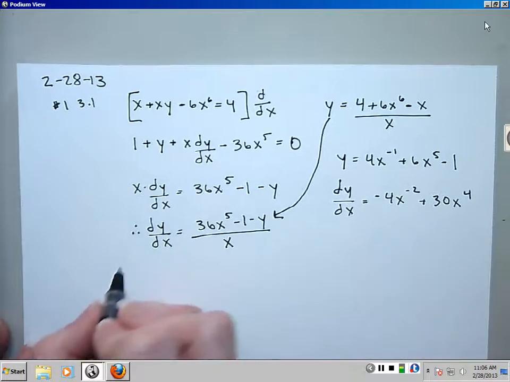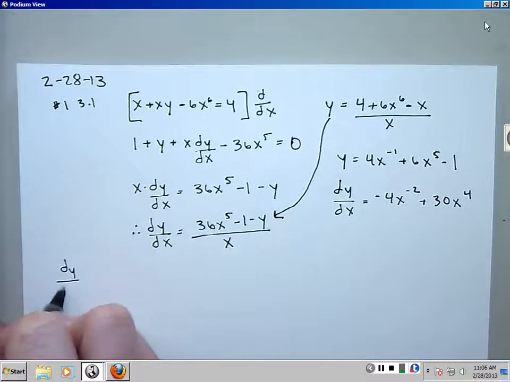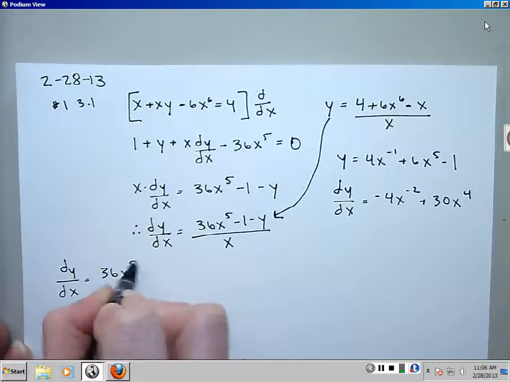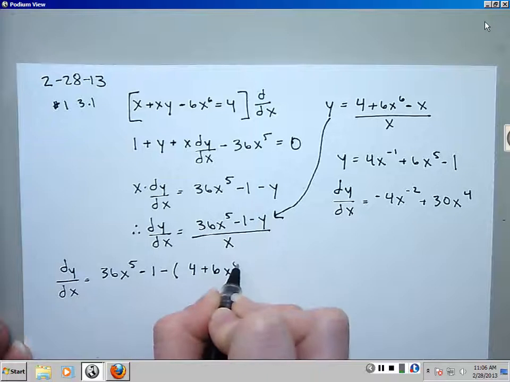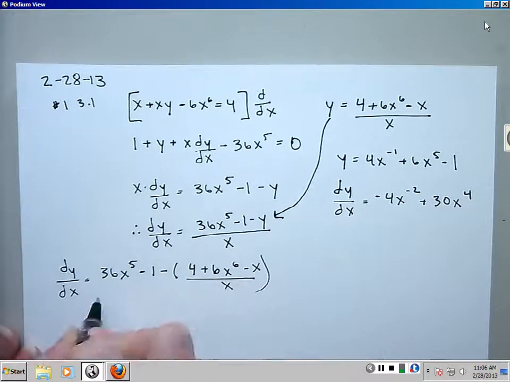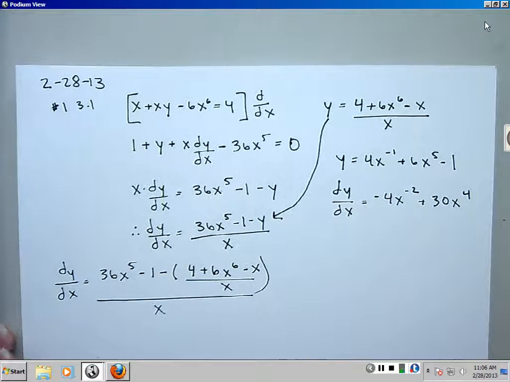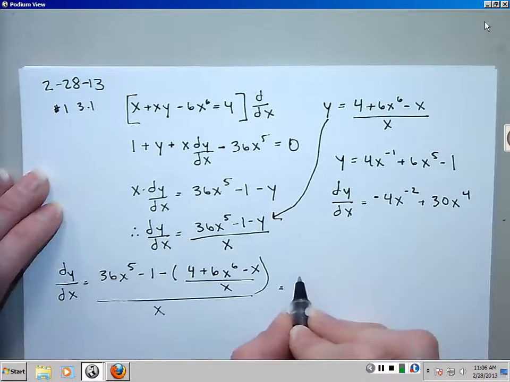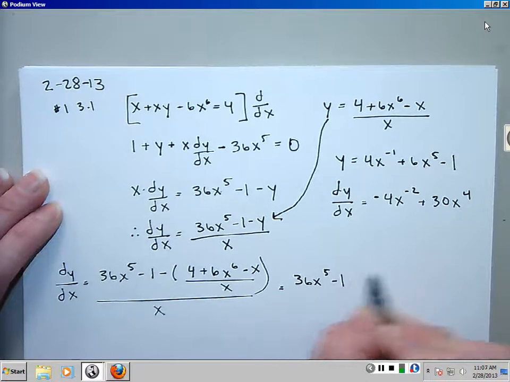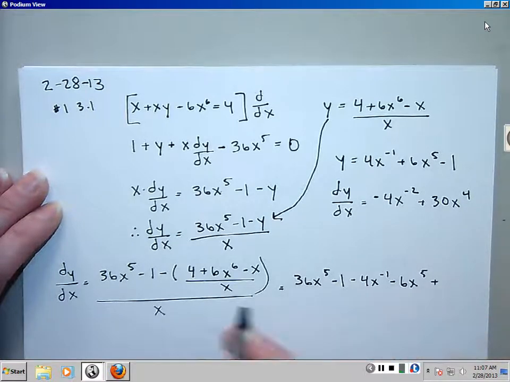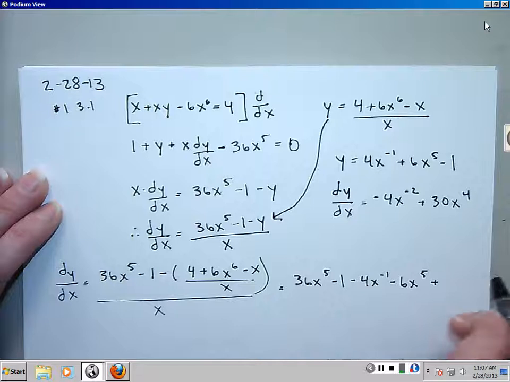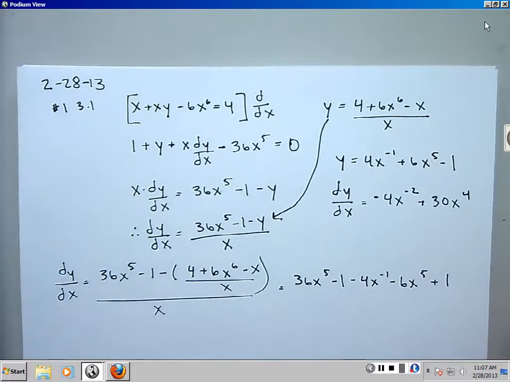So doing that, I have dy over dx equals 36x to the 5th minus 1 minus the quantity 4 plus 6x to the 6 minus x over x, all over x. So I've got some cleaning up to do. Maybe I'll write it as 36x to the 5th minus 1 minus 4x to the minus 1 minus 6x to the 5th plus 1, all over x.